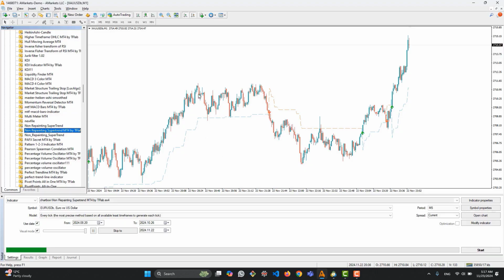As you can see here, when we are in an uptrend, we can use this line from the indicator as a support level. You can see that after the price touched this line, its direction changed. And also, when we are in a downtrend, we can use this line as a resistance level. You can see that the price changed direction after hitting this line.